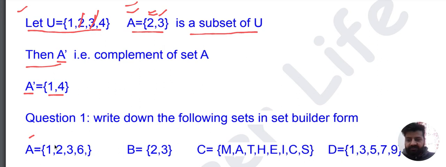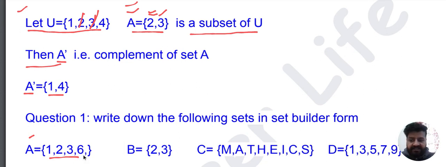Set A is in roster form, so we have to write it in set builder form. My dear friend, as I already told you, when we write a set in set builder form, we need to know the logic. What is the logic between the elements of the set? This is the main point you have to understand. As you can see there are 4 elements: 1, 2, 3 and 6. These are natural numbers, and all are divisors of 6. 1 can divide 6, 2 can, 3 can and 6 also can divide 6.